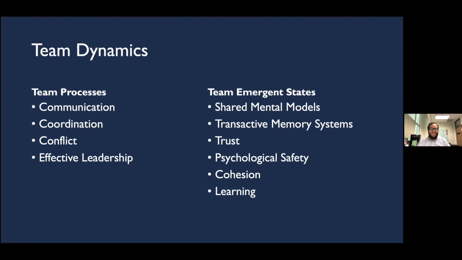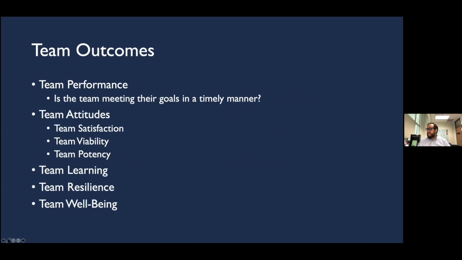All right, so you can measure these throughout the team's lifespan, but as you'll see in a moment, when you measure these, it's going to matter a lot. There's also team outcomes. Team outcomes can be anything from team performance, so is the team meeting their goals in a timely manner? These can be measured using, say, self-report or objective indicators, which we'll get to in a minute.